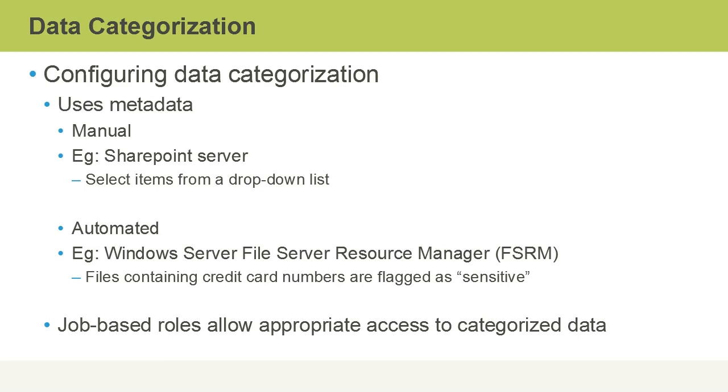We could also look at automated solutions like Windows File Server Resource Manager, FSRM. For example, we might have files that we look at, and if they contain credit card numbers, we would flag them as sensitive. Now, whether we're talking about solutions like SharePoint Server or FSRM, they could both be manual or automated. We categorize data because then job-based roles allow appropriate access to this categorized data. In this video, we discussed threats.